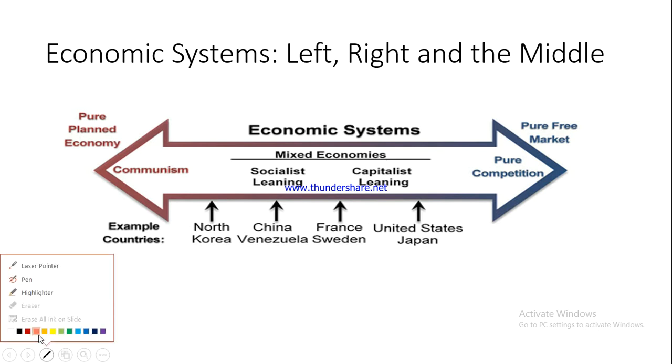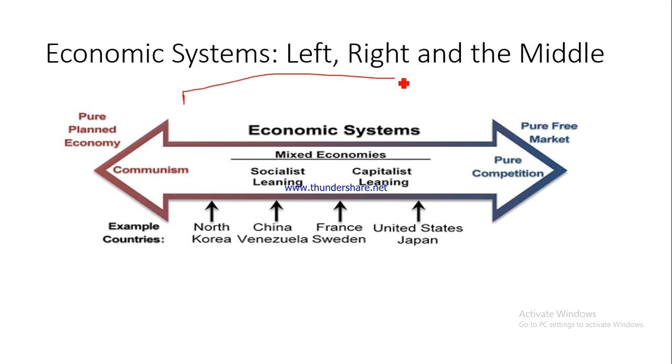there does not exist any 100% pure planned economy or 100% pure free market economy. All the economic systems in different countries can be said to be existing at a particular point on this scale. Those towards the right are known as more inclined towards pure free market economic systems, while those towards the left have more characteristics of a planned economy or a controlled economy or a communistic kind of economy. We also understood that those in the middle are called the mixed economies.